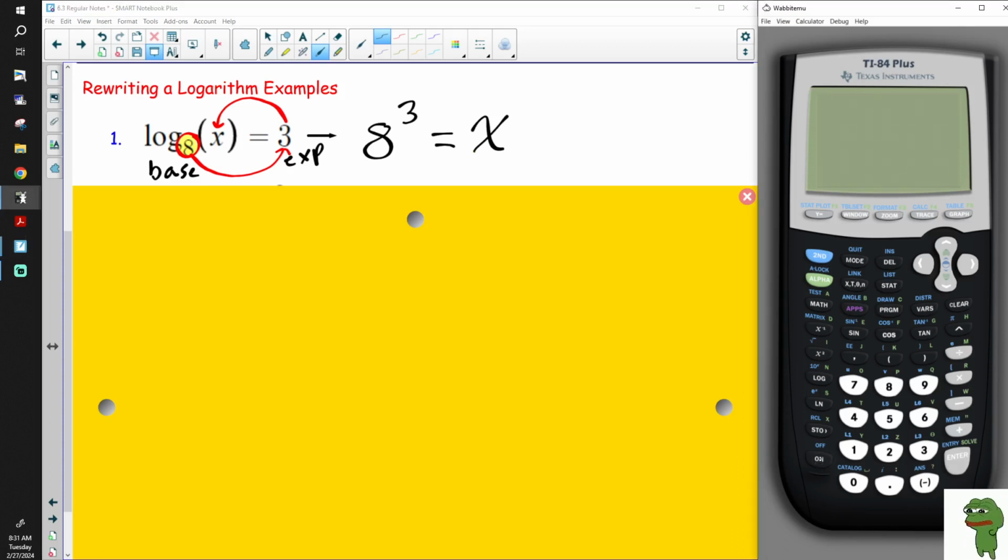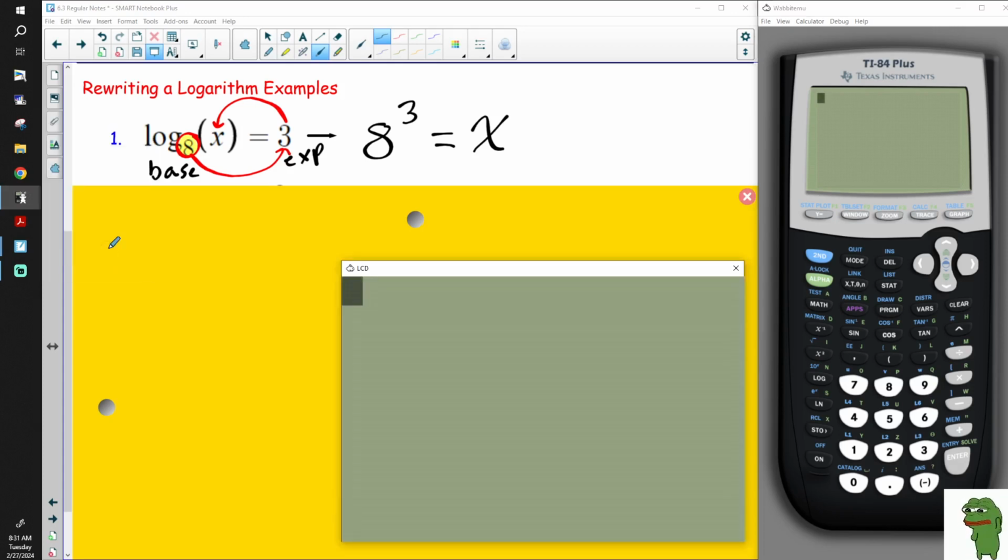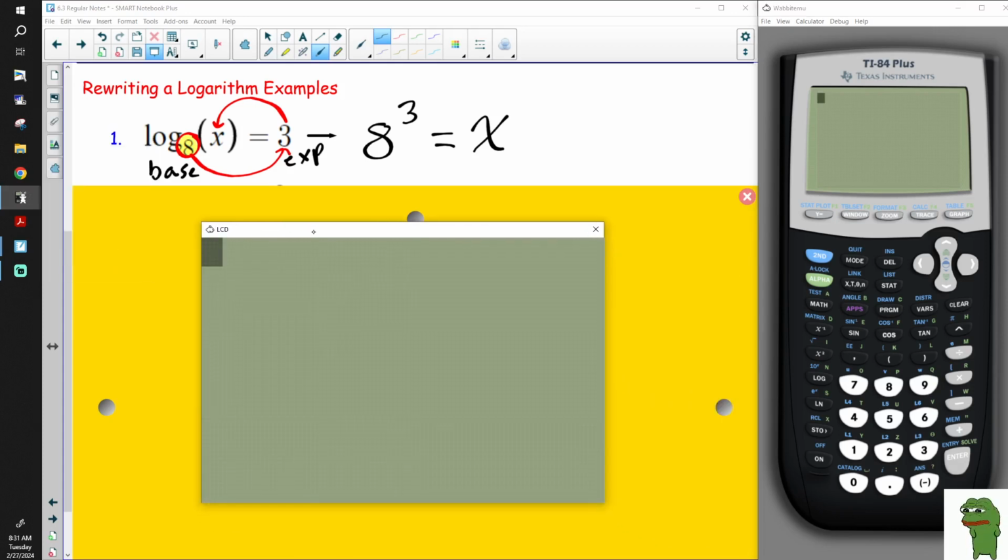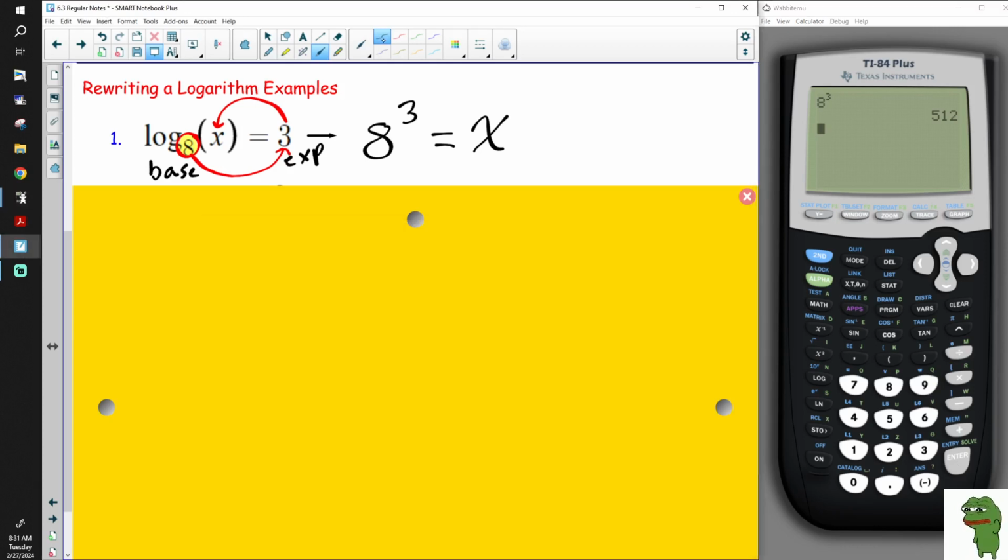We turn on our calculator. I'll make it nice and big and pretty. 8 to the power of 3 is going to be our x, which is our value in this problem. Enter. What is 8 to the power of 3? 512. So that means x equals 512.